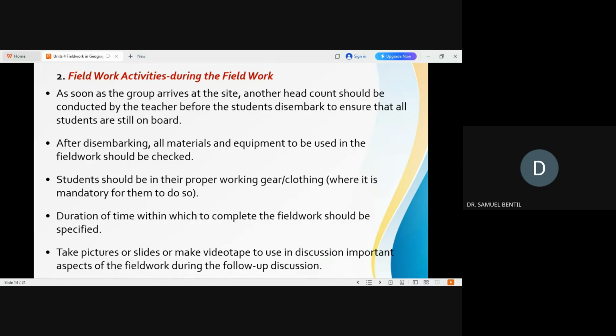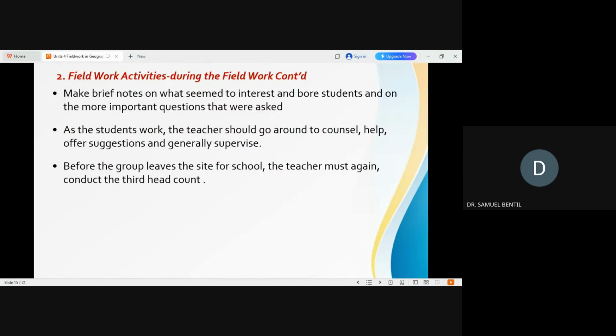So you see that conducting fieldwork is not a small thing. Also, make brief notes on what seems to interest and bore students and on the more important questions that were asked during the fieldwork. As students work, the teacher should go around to counsel, help, offer suggestions, and generally supervise. Don't stand there and be doing your own things.